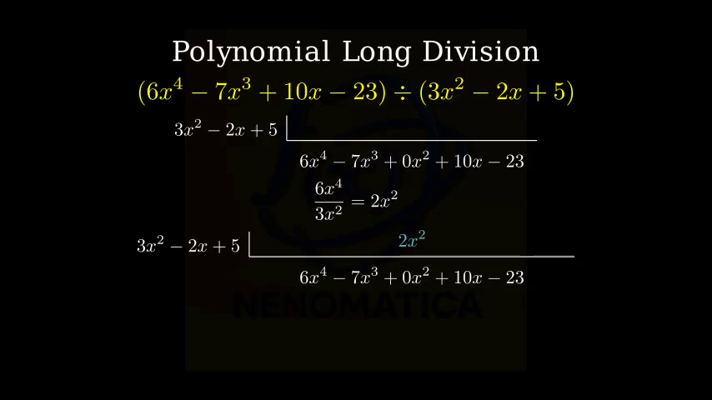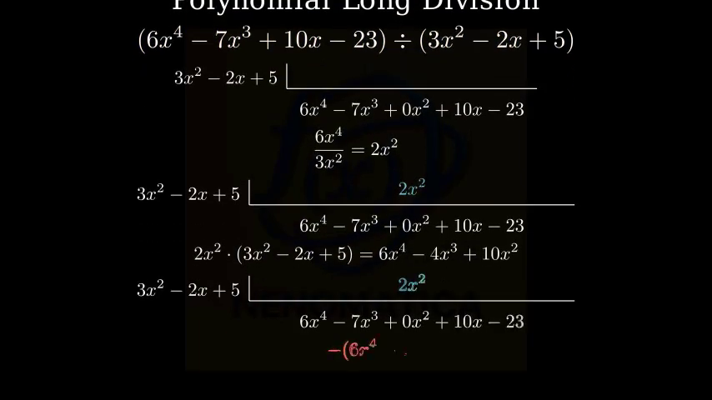Next, we multiply the entire divisor by the first term of our quotient. That's 2x squared times 3x squared minus 2x plus 5, which equals 6x to the fourth minus 4x cubed plus 10x squared. We write this underneath the dividend, aligning like terms. Now, we subtract this product from the dividend.